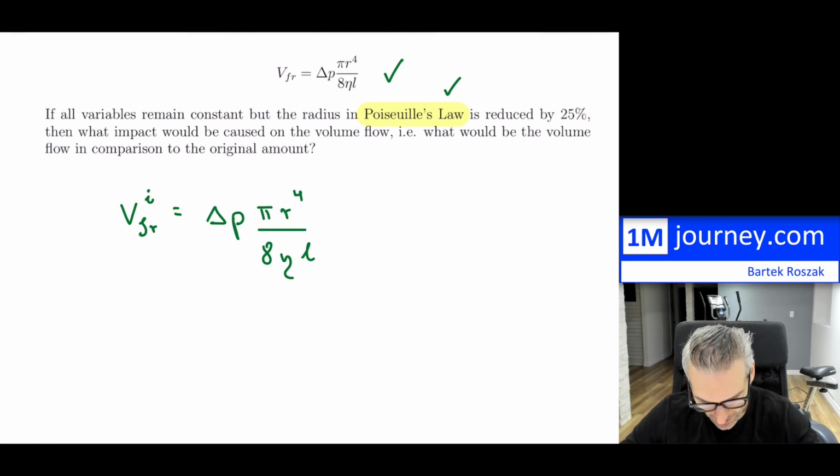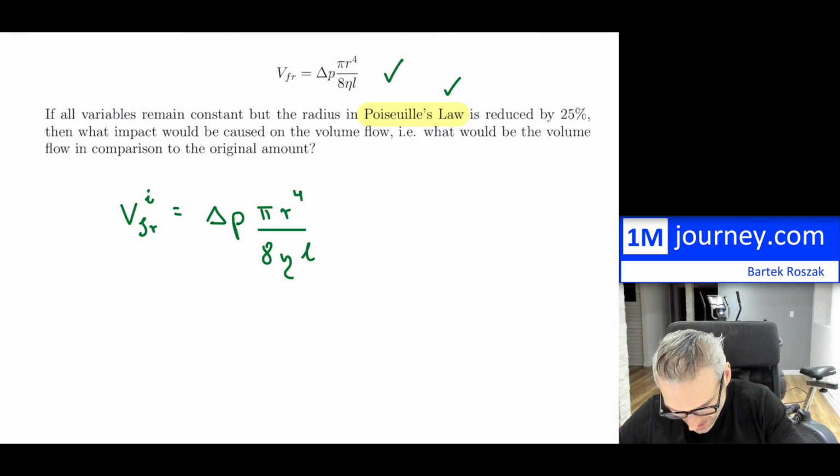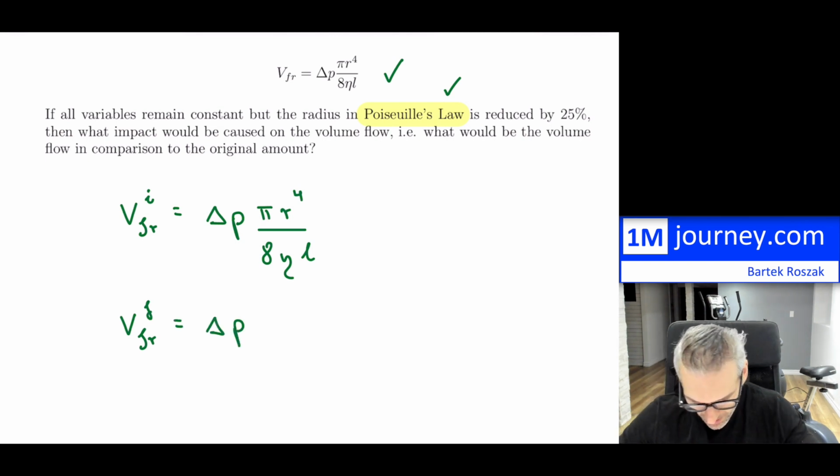So for this, initially, what they're telling us is that everything is constant. So this stays constant, obviously pi stays constant, 8 will stay constant, eta, and then the length will stay constant. And the only thing that's changing is this. So that means that the final volume flow rate would have the same pressure change. So this is still going to be that. It's still going to be divided by 8 eta L.